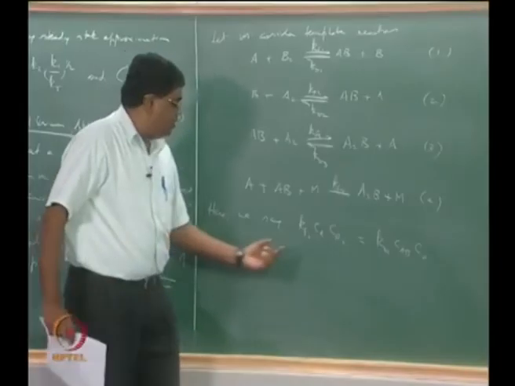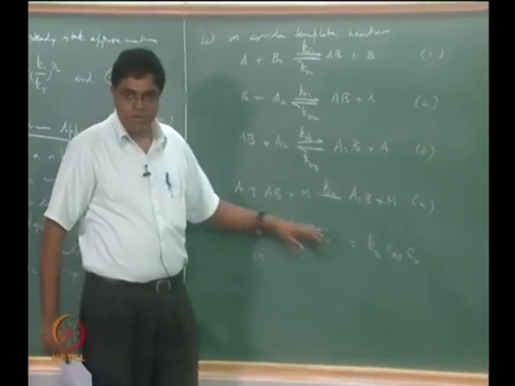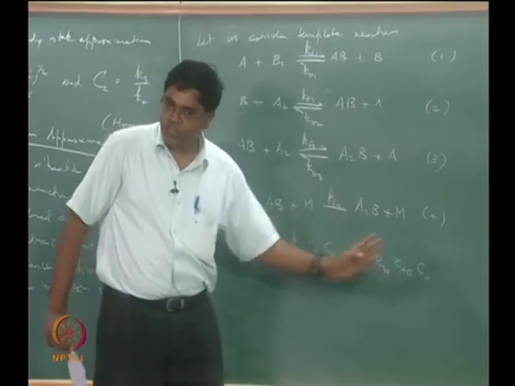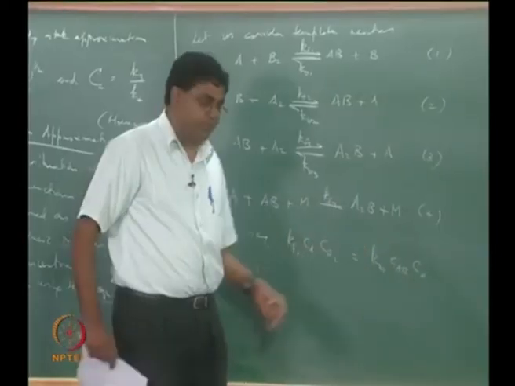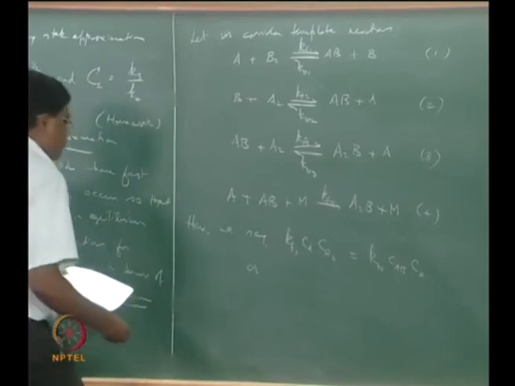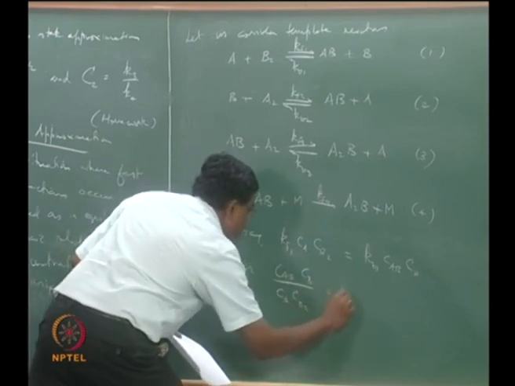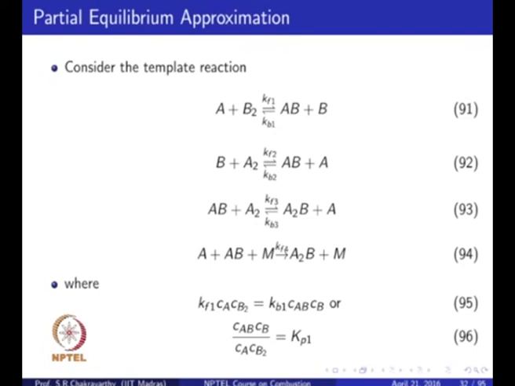Since you have the same molecularity on either side, this will go as P squared, and this will go as P squared. Concentrations can be written in terms of mole fractions, and mole fractions can have pressures, the total pressure. So the pressure dependence is going to be the same on both sides. It doesn't matter whether you use an equilibrium constant based on pressure or one based on concentration. So this simply means that we now have CAB CB divided by CA CB2 equal to KP1. Capital K represents the equilibrium constant based on pressure, and we have subscript 1 to denote this is the equilibrium for the first reaction.